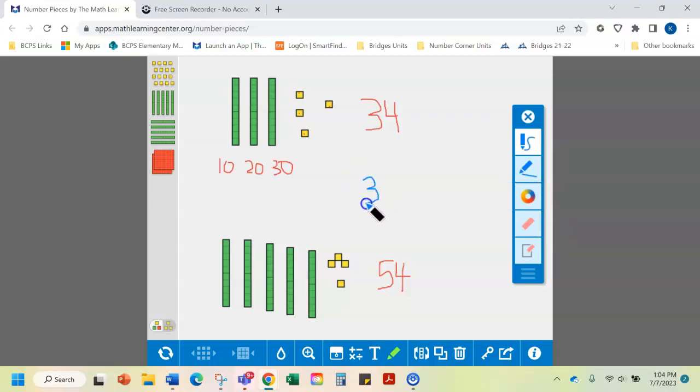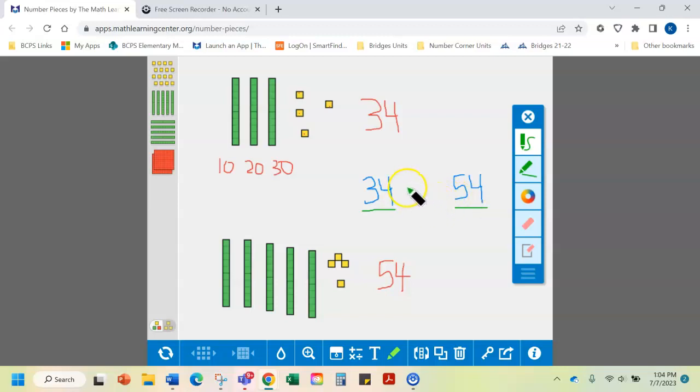I know that 34 has 3 tens and 54 has 5 tens. That means 54 is more than or greater than 34. We can use our symbols to show which number is greater than or less than. If I were reading this inequality, I would say 34 is less than 54.